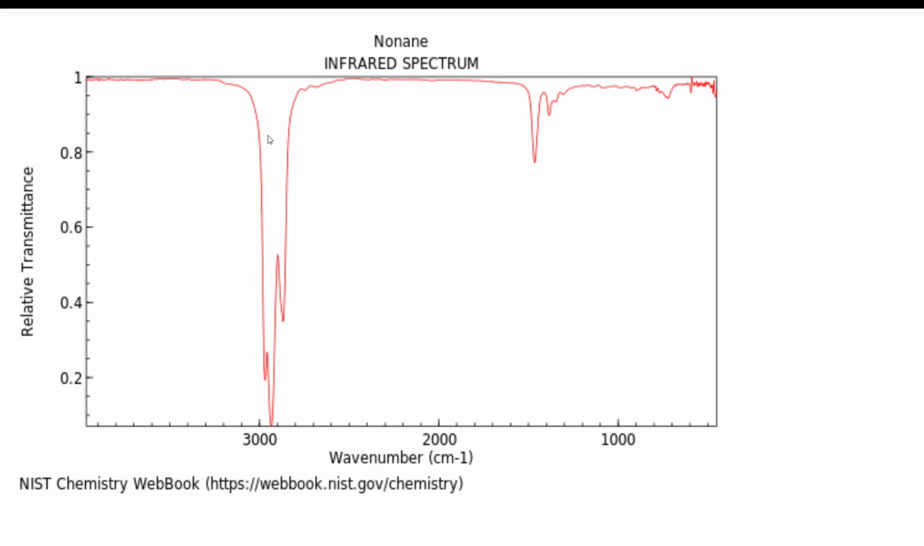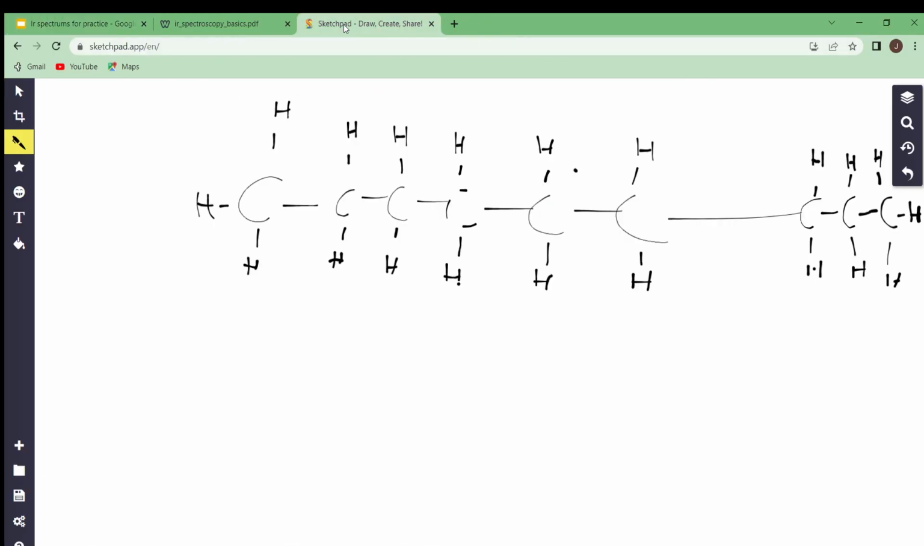And so we need to be able to determine what types of bond end up blocking this light. And that's what we're going to transition to right now. In particular, we're going to start with this one right here, and this is nonane. Nonane is a molecule that has 9 carbons and 20 hydrogens, and it ends up looking like this, where we have 1, 2, 3, 4, 5, 6, 7, 8, 9 carbons, and it has 20 hydrogens.